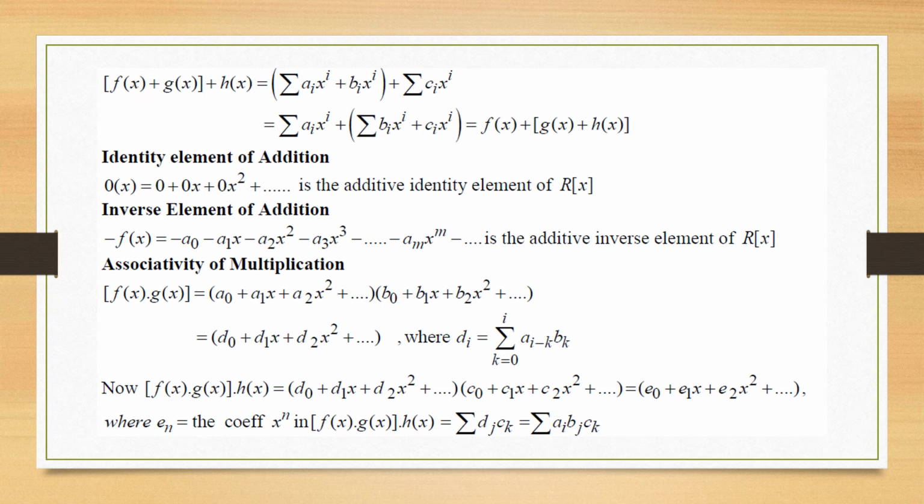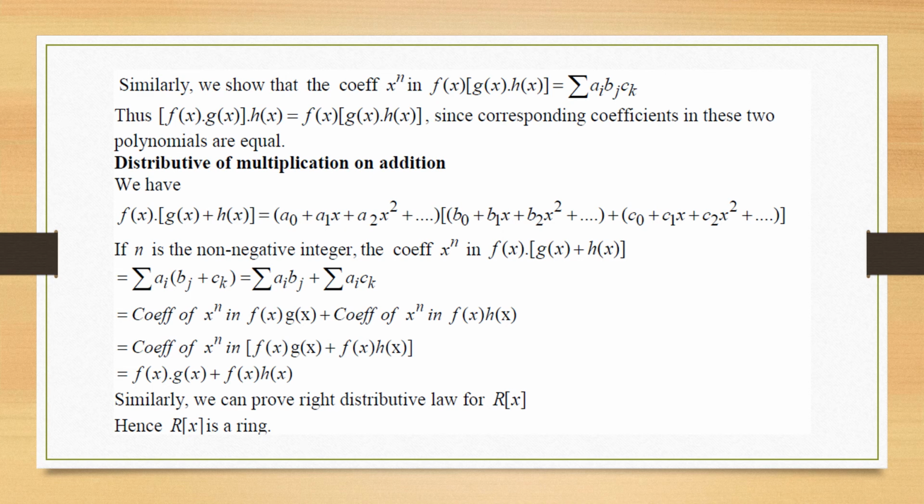Now f of x dot g of x into h of x, this is the associative property, where f of x contains a, g of x contains b, and h of x contains c, and the product will be e0 plus e1x and so on, where en is the coefficient of x to the n in f of x dot g of x dot h of x. So this is how my representation is. Similarly, we can show the coefficient of x to the n in f of x dot g of x dot h of x, that is the right hand side of the associative property. You need not write it, you can just state it like this. Since the corresponding coefficients in these two polynomials are equal, that's the reason we can just write it as such.